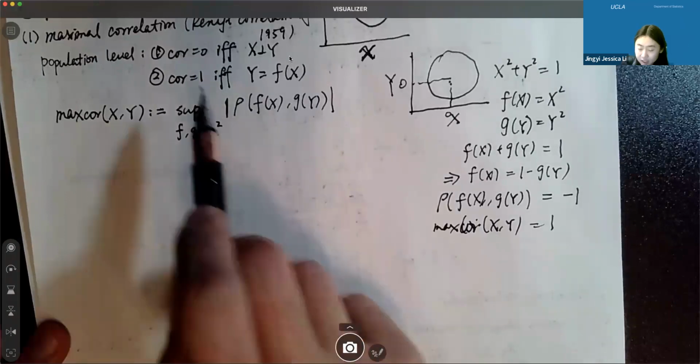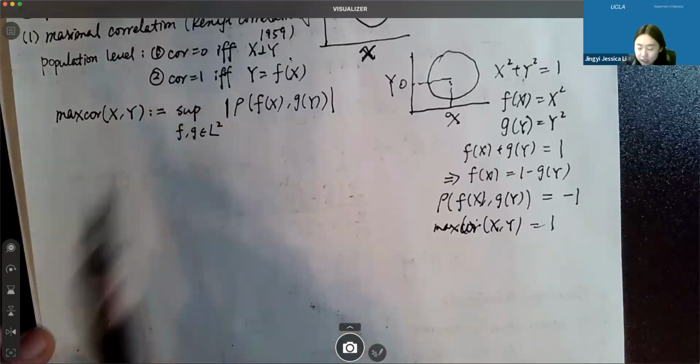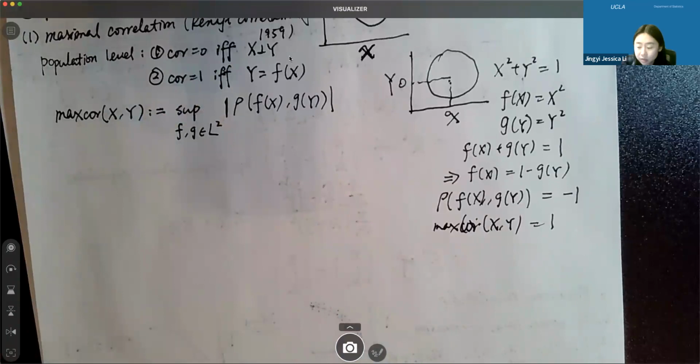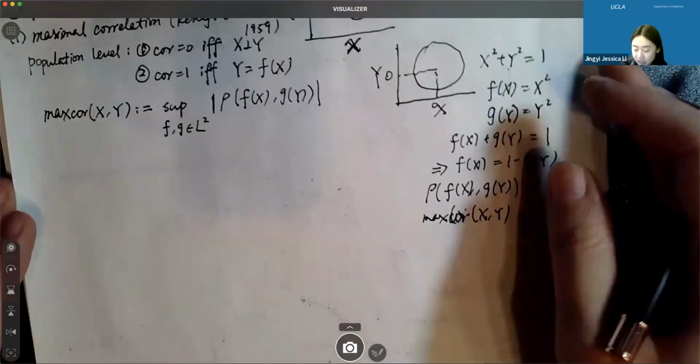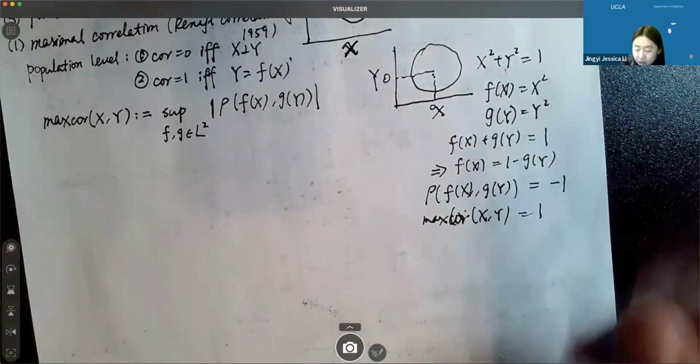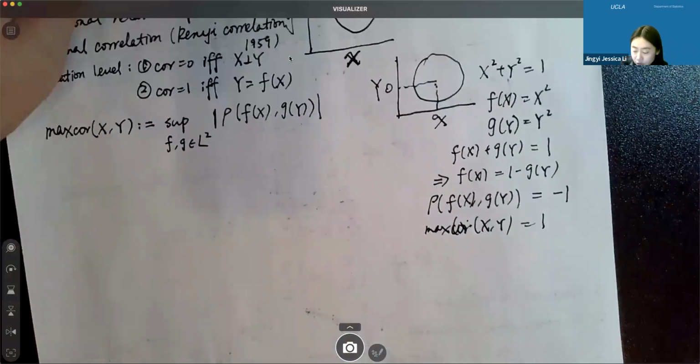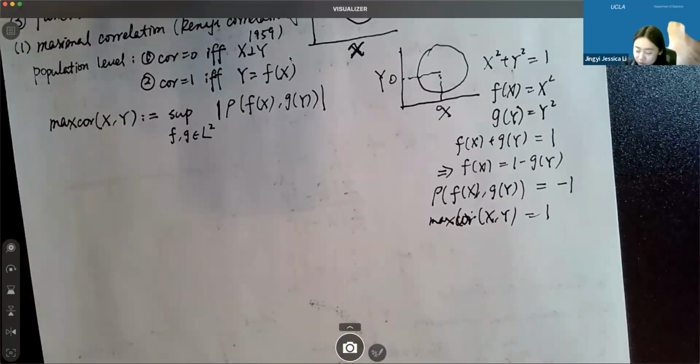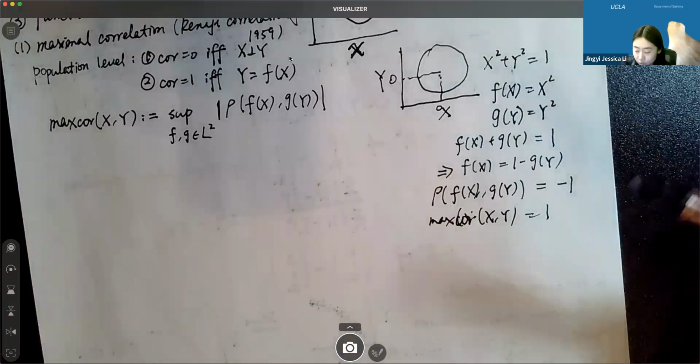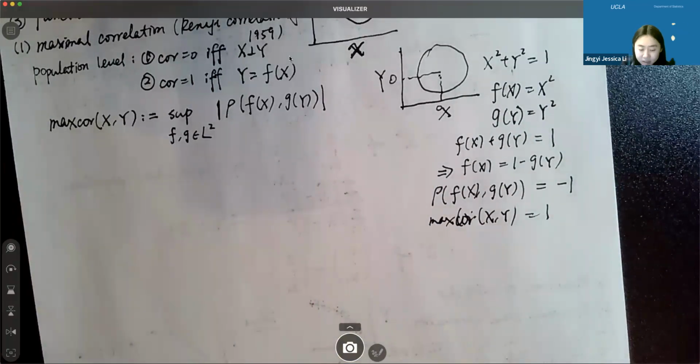Also, people can show in the original paper that if you define the maximal correlation in this way, then this nice property about the equivalence with independence will be satisfied. So you can use the maximal correlation to check if two variables are independent, by assuming that you know the population distribution. So that's the ideal case.